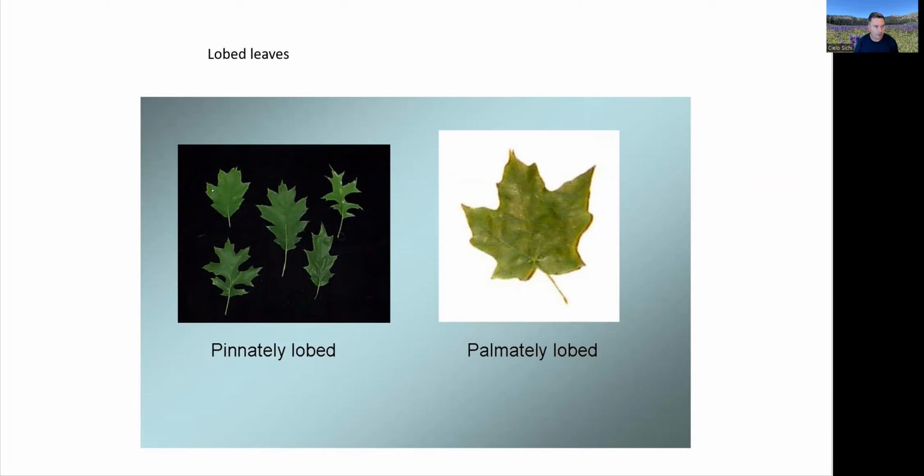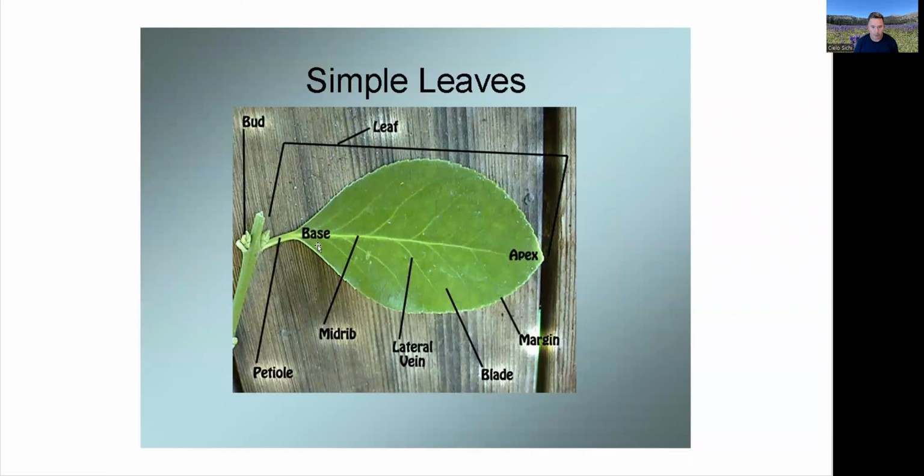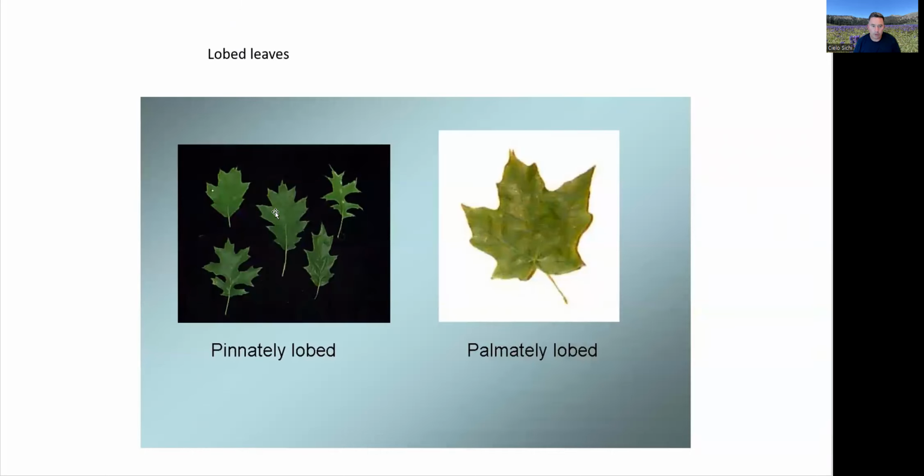Back up here to our diagram. There we go. We've got a midrib, and then we've got lateral veins. So if we look at these lobed oak leaves, we're going to see a midrib and then lateral veins popping off of that midrib. With a palmately lobed leaf, we have a single point where several different main veins, or main ribs, come through, okay?